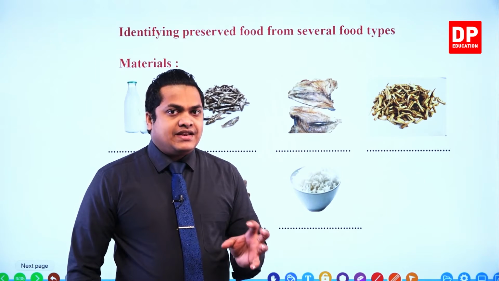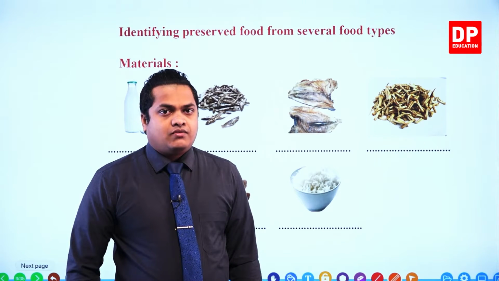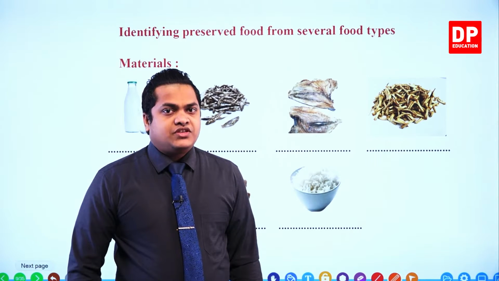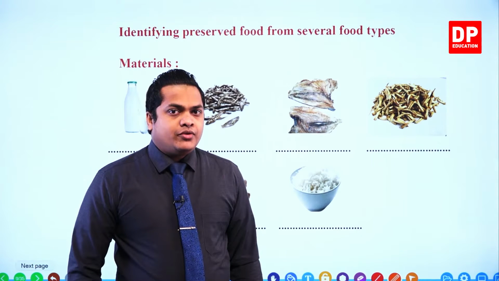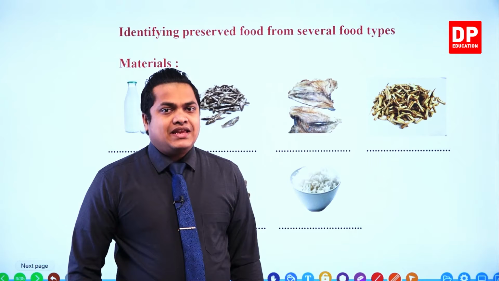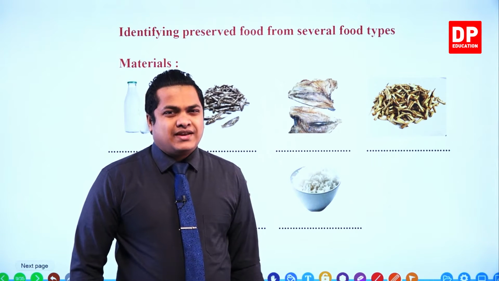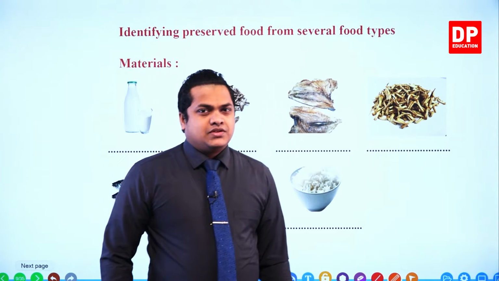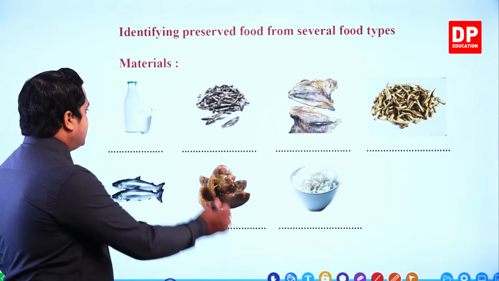So we are taking different samples of food and observing which are the preserved foods and which are not preserved. In order to do this activity, we'll need several food items. You can do this activity at home. It's a very simple activity, my dear children. So here, you'll need these materials. Fresh milk.